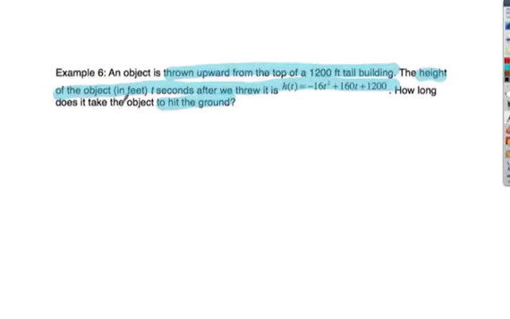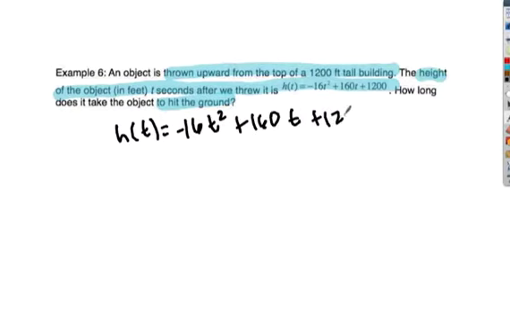So if we're hitting the ground, for one, we know that we have h of t equals -16t squared plus 160t plus 1,200, and we know that h of t represents the height.